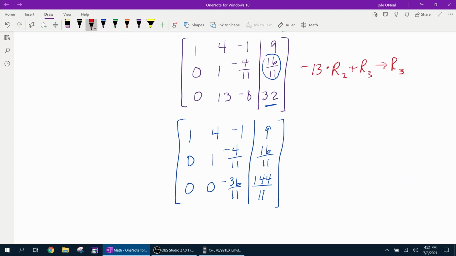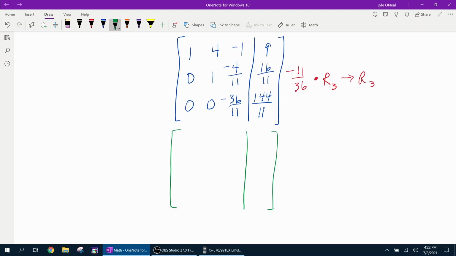Now, if we take an inventory of where we're at, 1's on the diagonal, all but this guy. Everybody below the diagonal is zeros, so I only have one objective left to achieve, and that is I need to get this to become a positive 1. We can do that through row multiplication, multiplying through by the reciprocal. So if I simply multiply row 3 by negative 11/36, that is going to produce a new row 3.